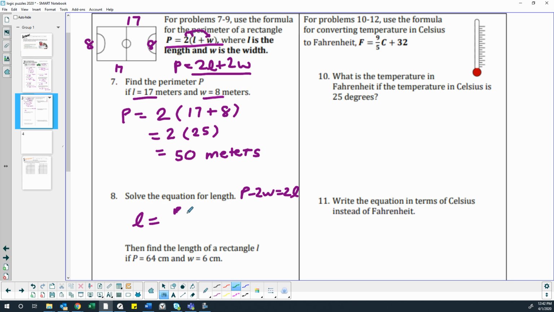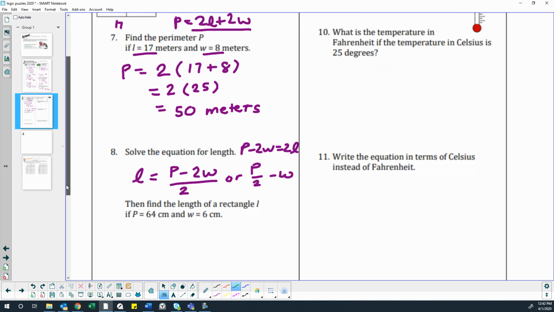So we're going to go P. So 2L equals P minus 2W. That's not what I wanted. I still want L. So that gives me P minus 2W, but then I'm going to take that whole thing and divide it by 2 because of the 2 that's by the L. Or another way of writing that is just dividing P by 2 and subtracting W from that answer. So a couple different ways to approach it.